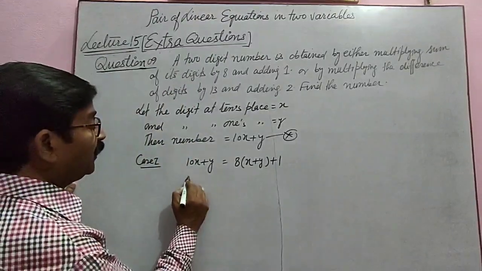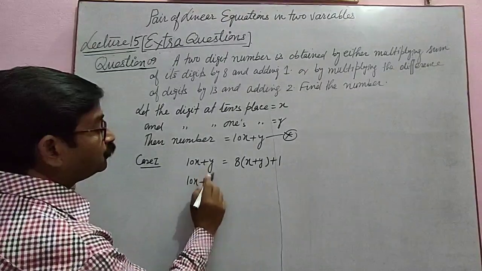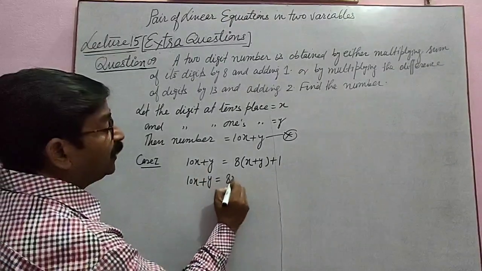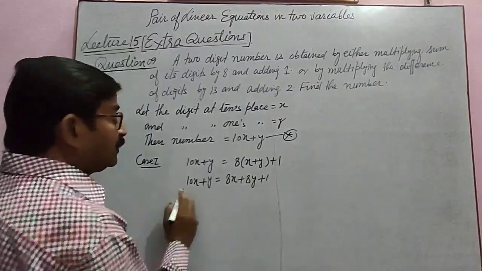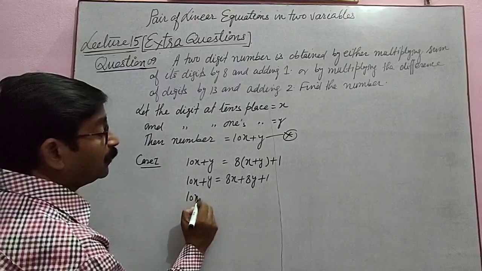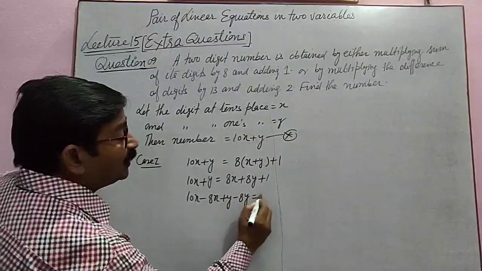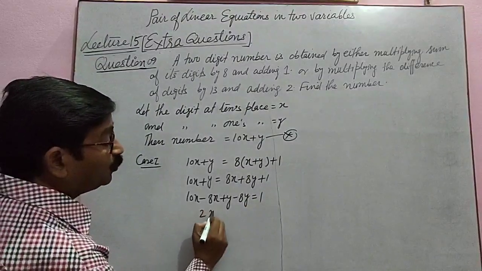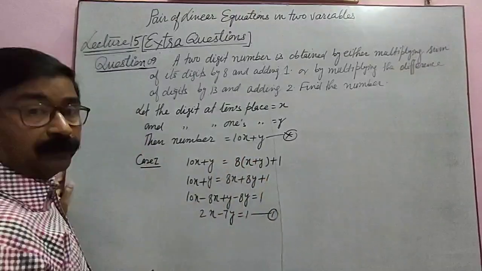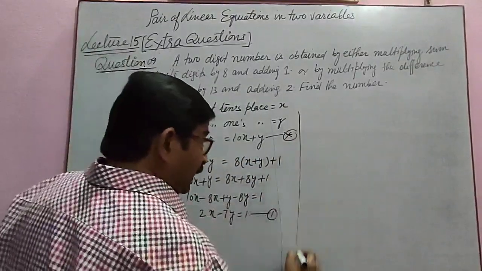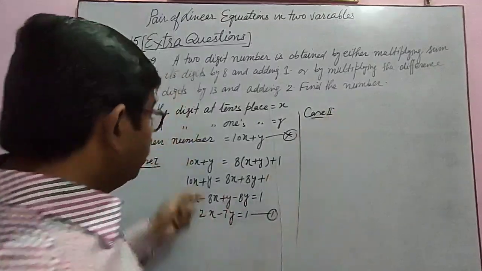Simplify this. We have 10x plus y is equal to 8x plus 8y plus 1. Bring x and y to this side. 10x minus 8x plus y minus 8y is equal to 1. We have 2x minus 7y is equal to 1. Equation number 1.